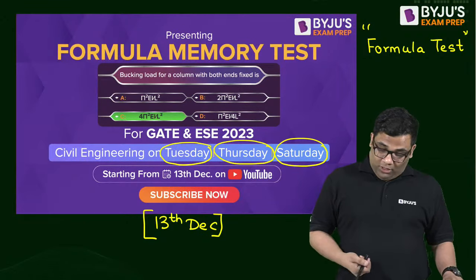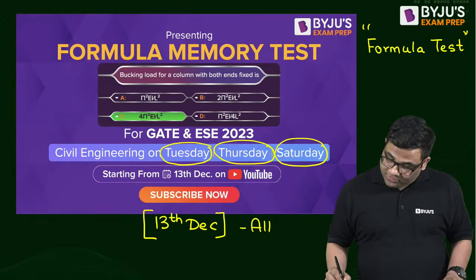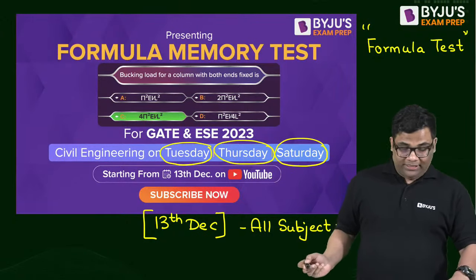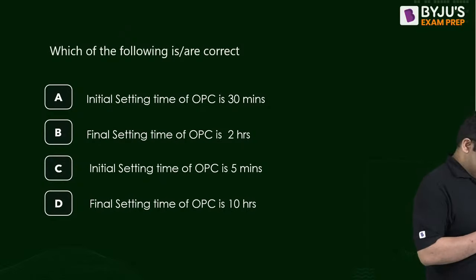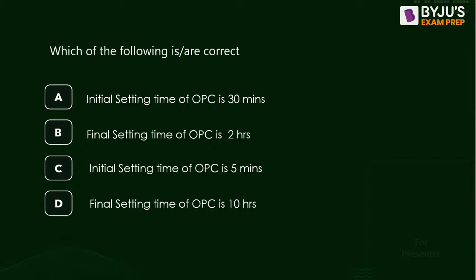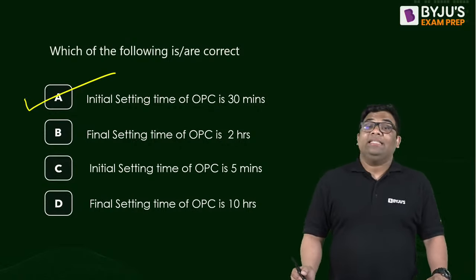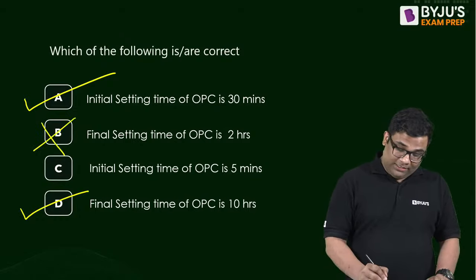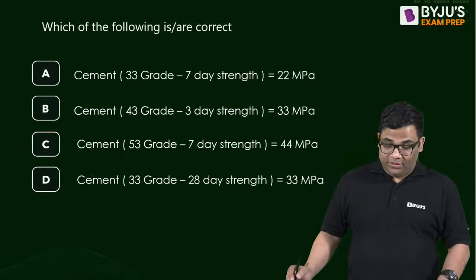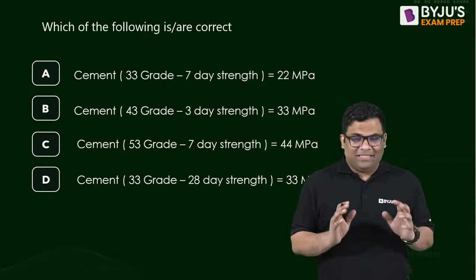Now coming to the next, all subjects. Okay, so let us go to the next question. Answer this question. Okay, people are answering A and D. Yes, the initial setting time of OPC is 30 minutes, and final setting time is 10 hours. So automatically these two answers are wrong. Very good. Go to the next question. Okay, so answer this question. Again, I'm giving you time.